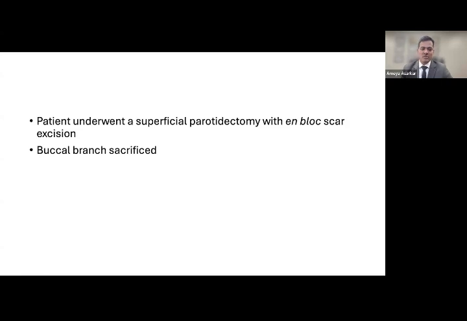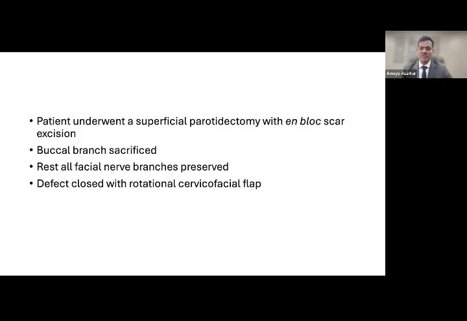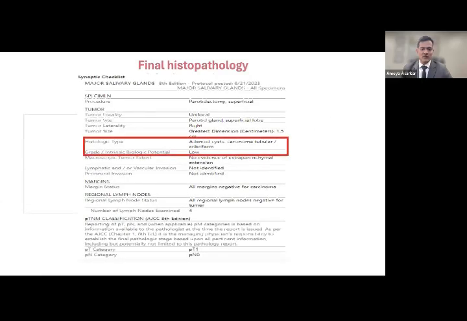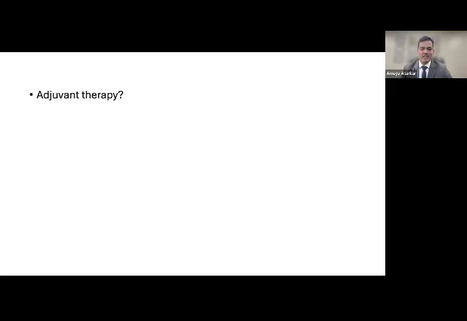As you said, the buccal branch was involved within the scar, actually. I remember this case. So we had to sacrifice it, but the rest of the branches were preserved. And we were able to rotate a cervicofacial flap over it. Now, this was the final pathology: adenoid cystic carcinoma and low grade, which is expected, and the regional lymph nodes in level 2 were benign.